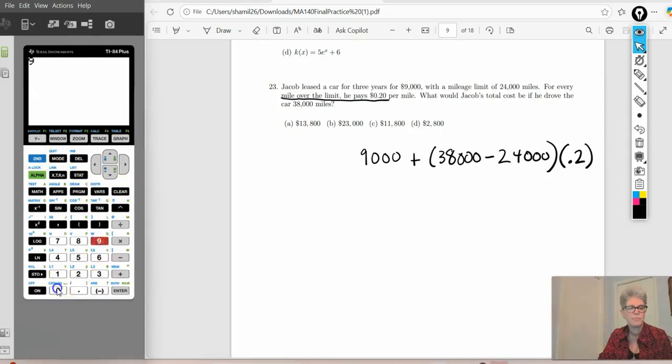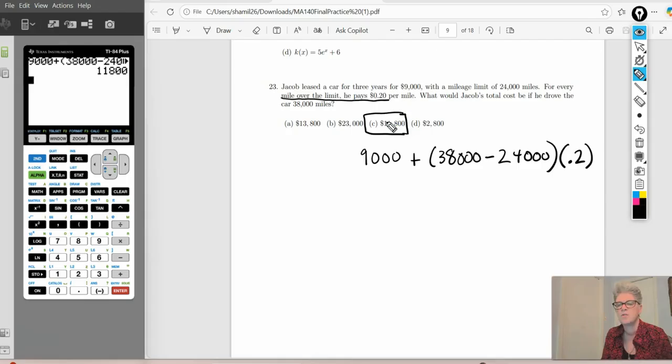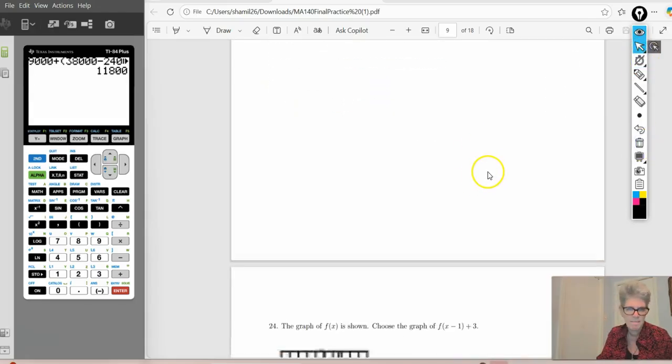So 9,000 plus, then parentheses, 38,000 minus 24,000 parentheses, and then times 0.2, or you could put 0.2 in parentheses. Okay, so he's going to end up paying $11,800. Pays $11,800, then at the end of 3 years you still have to turn the car in. I don't see the appeal of leasing a car, but never mind.